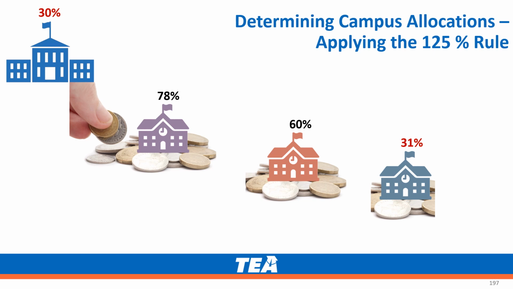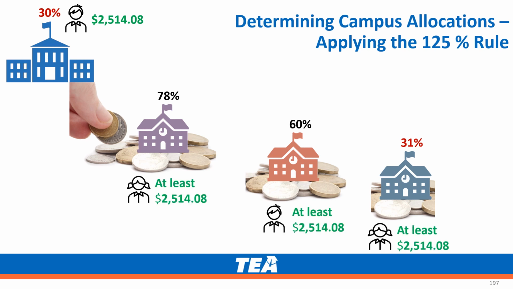Therefore, the 125% rule requires the LEA to allocate at least $2,514.08 per pupil to each school served. Again, the 125% rule is triggered when an LEA decides to serve a campus that has a low income percent below 35%.